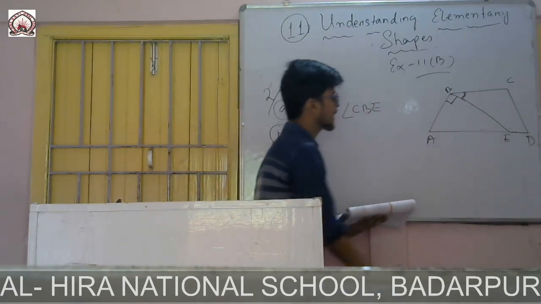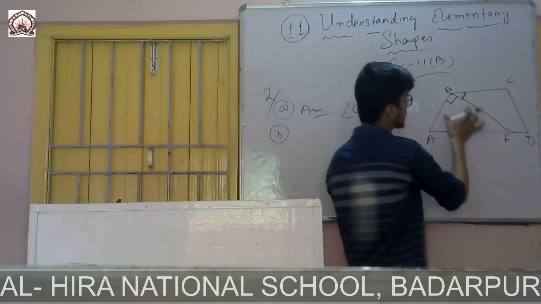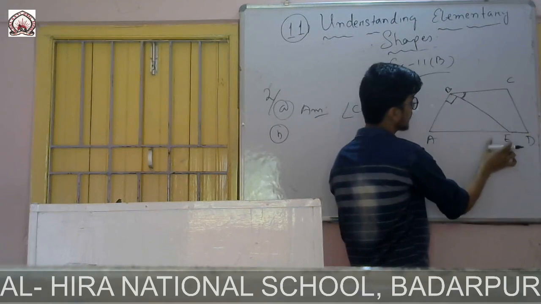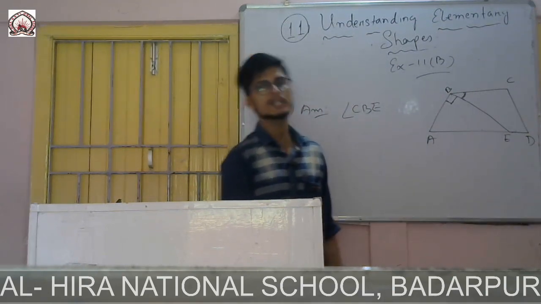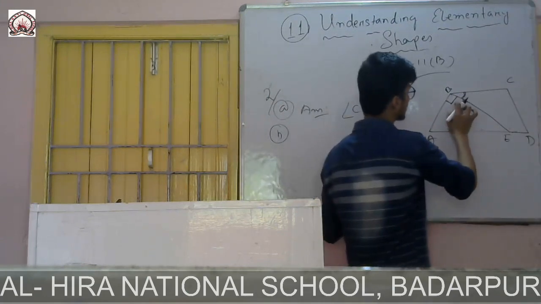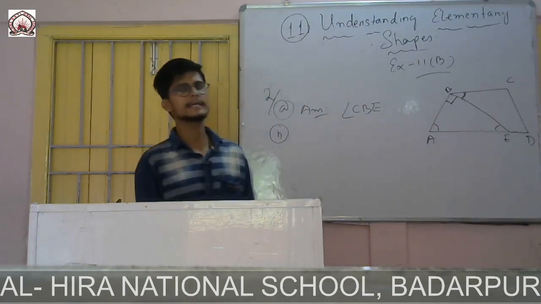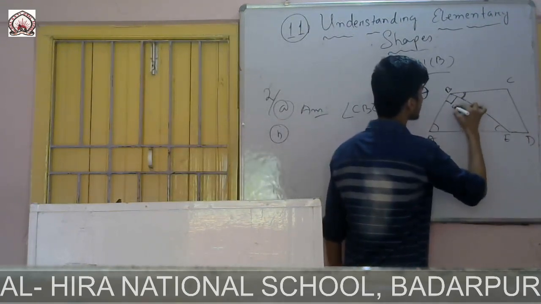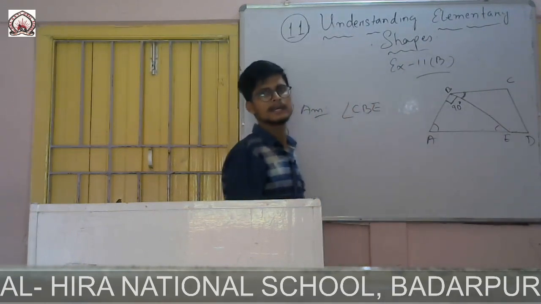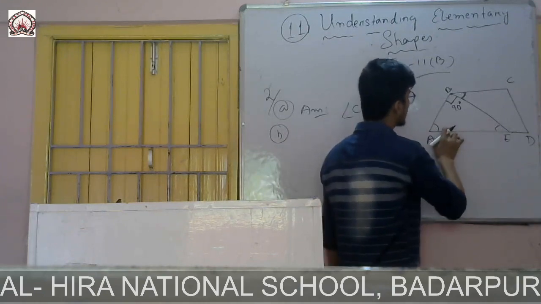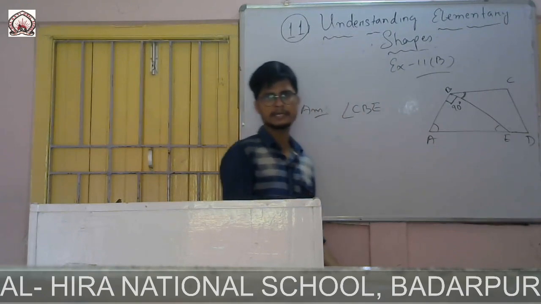The next one, an acute angle at E. So you have to find an acute angle at E. You see, this is a triangle, A, B and E. We know that the sum of the angles of a triangle is equal to 180 degree. But this one is given as 90 degree. That means the sum of these two will be equal to 90 degree, so both of these angles are less than 90 degree.